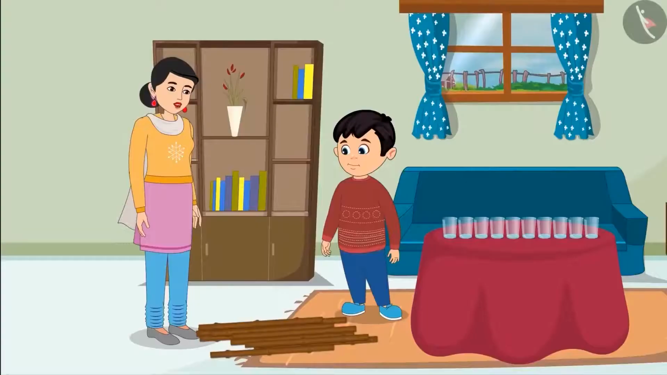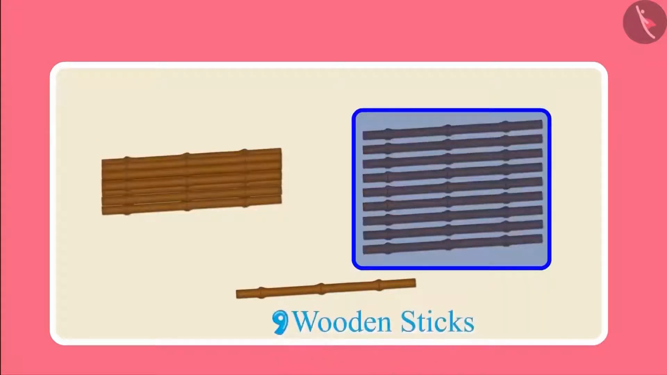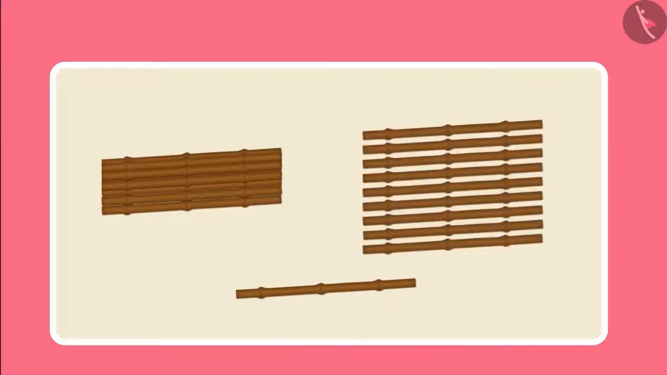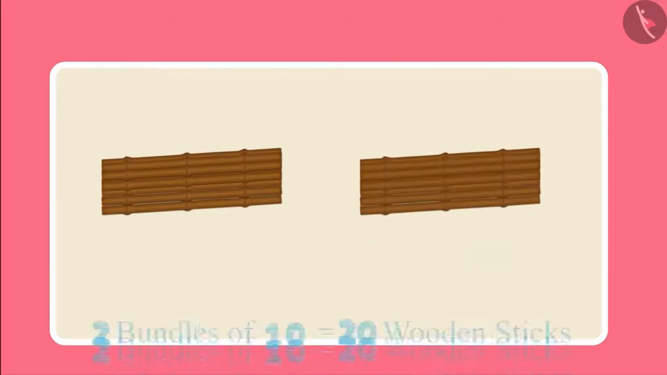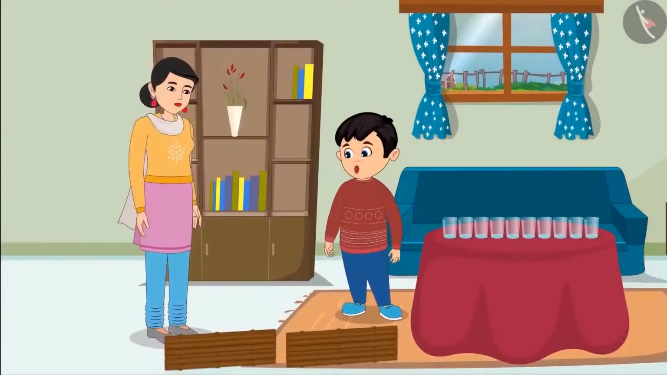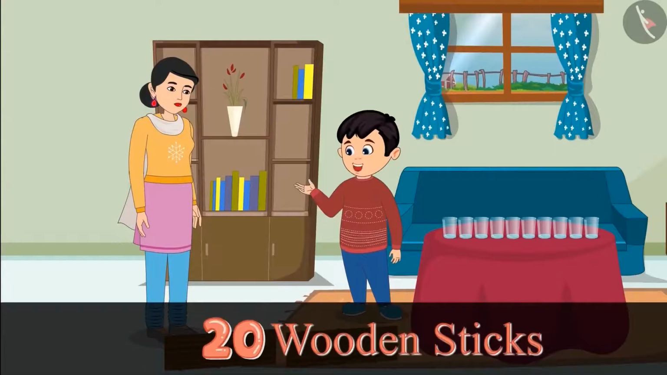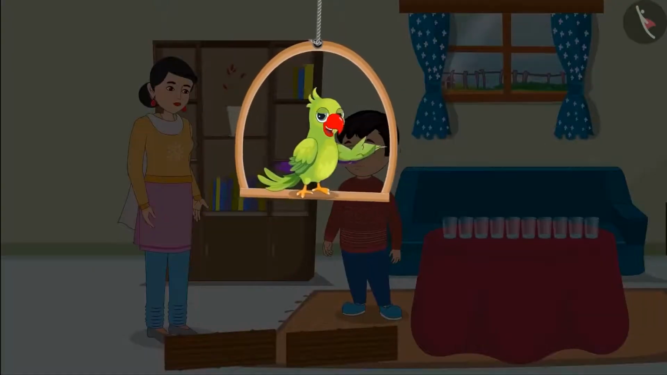sticks. So Chotu, as soon as we have 10 objects, we make their bundle and count the other objects till 9. As soon as we get another wooden stick after 19, we make another bundle of 10, which gives us 2 bundles of 10. That means I got 20 wooden sticks. Yes, Chotu, you are absolutely correct. Now go and wash your hands.